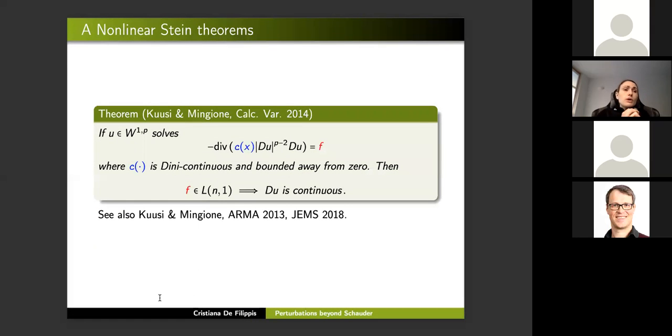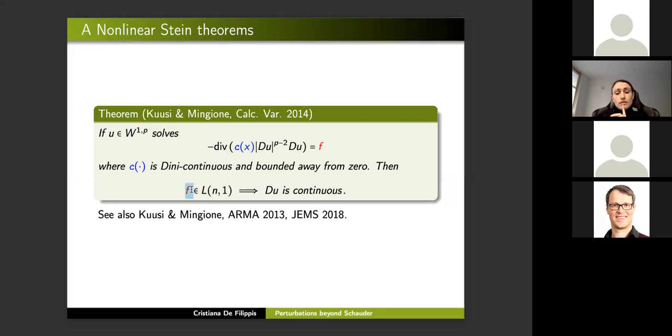Now, one could think, okay, in the linear case, very nice, but what about the non-linear case? Well, in the non-linear case, we have the very same phenomenon. If you solve this equation, and this is a very nice result due to Dong and Mingione, with c continuous and f in Ln1, then the gradient is continuous.